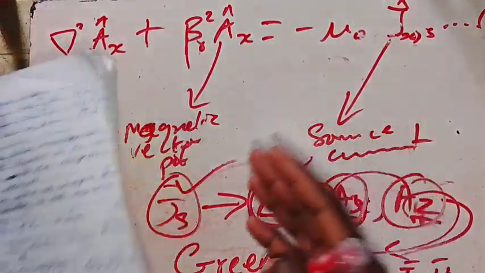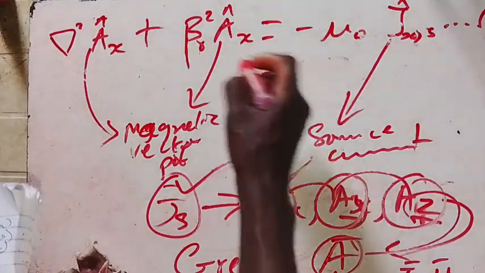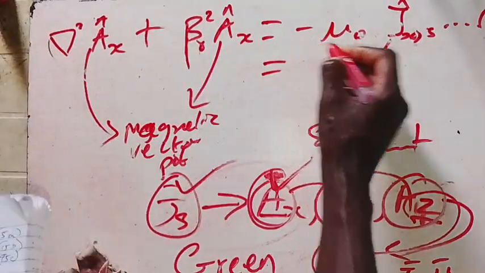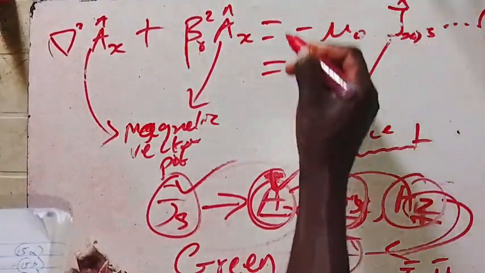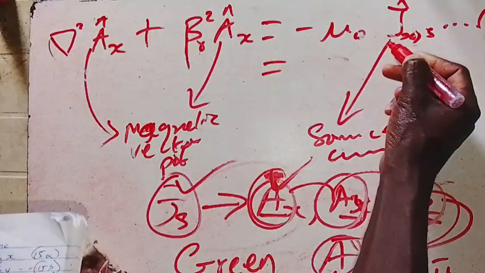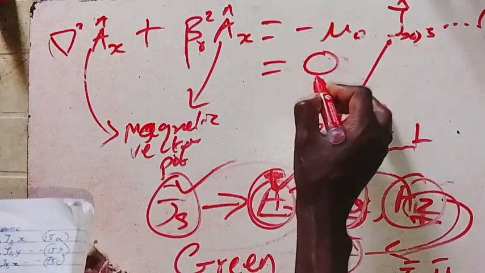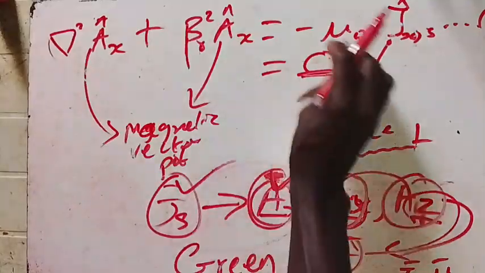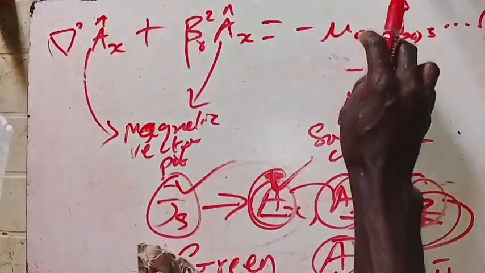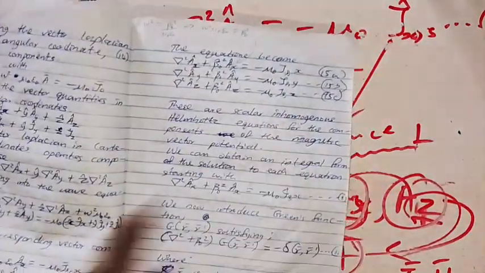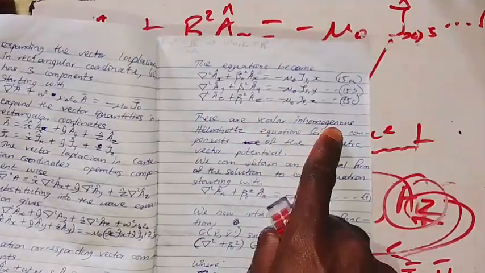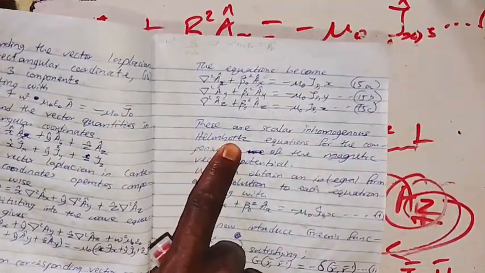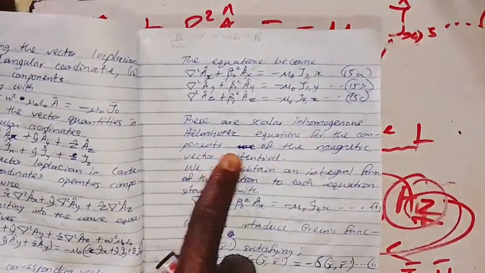Not equal to 0 simply means this expression is produced or caused by something. There is a source, which is this, a source current. If it's equal to 0, that means there's no source; that is, it is homogeneous. But this one is equal to something, so there's a source. So it's inhomogeneous. So these are scalar inhomogeneous Helmholtz equations for the component of the magnetic vector potential.